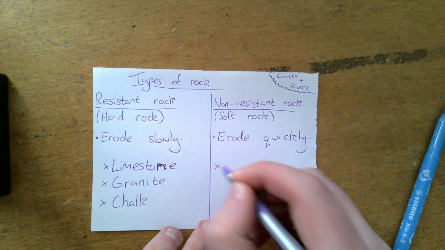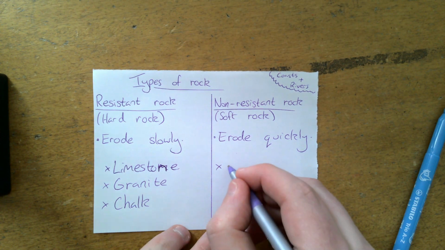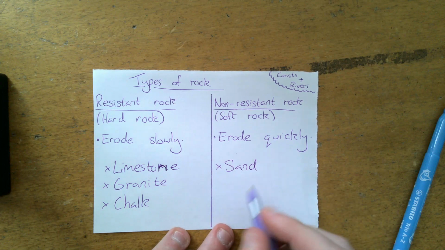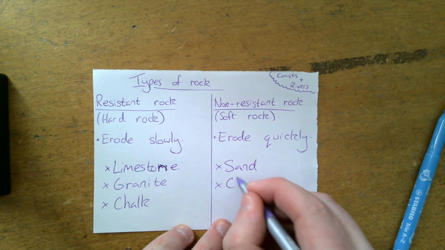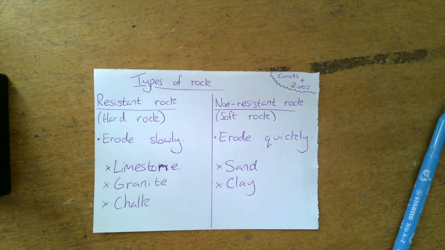Non-resistant materials might include sand. If a coast is only made out of sand, it will erode away quickly. Likewise, clay. Clay is also very soft. When it comes into contact with water, it really does lose lots of its structure and its integrity.